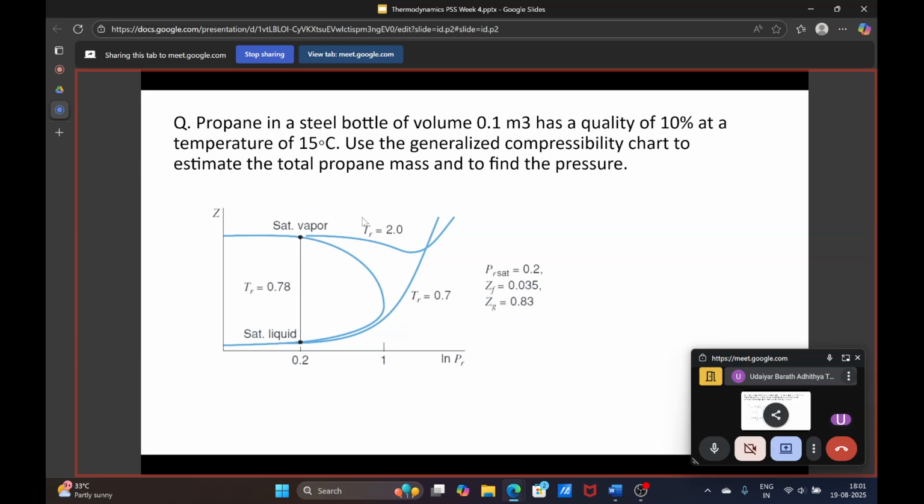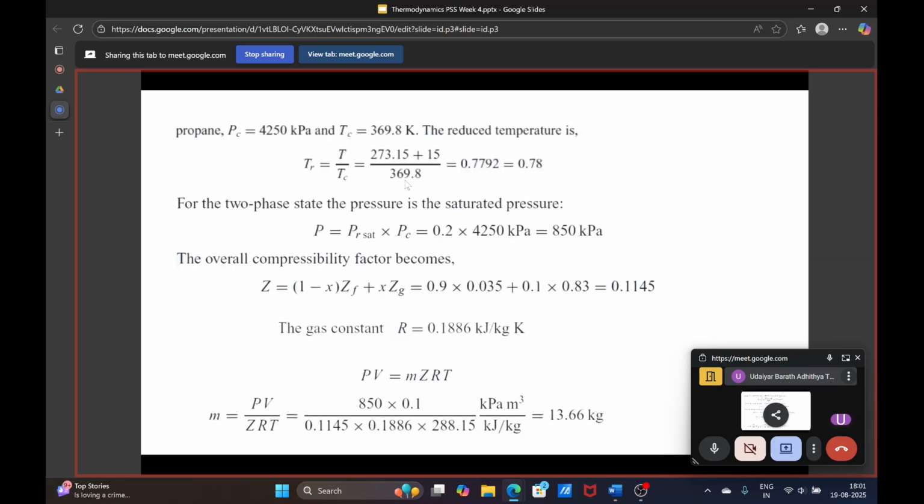The first one is propane, again a problem on pure substances. Propane in a steel bottle of volume 0.1 meter cube has a quality of 10% at a temperature of 15 degrees Celsius. Use the generalized compressibility chart to estimate the total propane mass and to find the pressure. This is the compressibility chart, where we are at PR sat of 0.2. My Z_f, the liquid compressibility, is 0.035 and the gas compressibility is 0.83. Using this, we need to find out the total propane mass and the pressure.